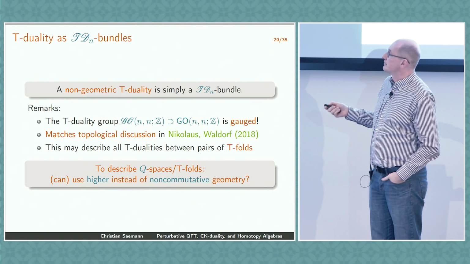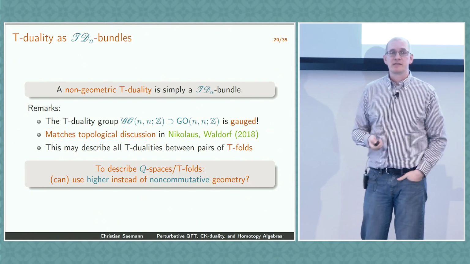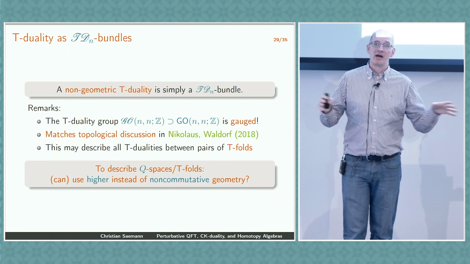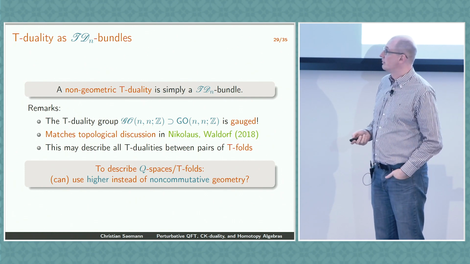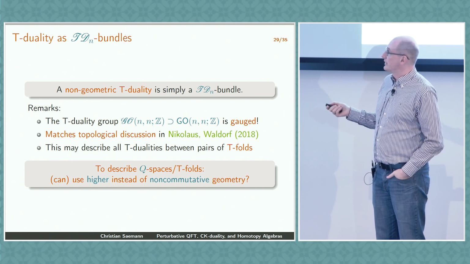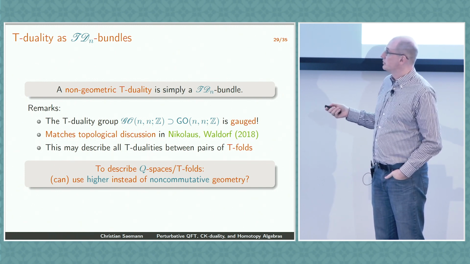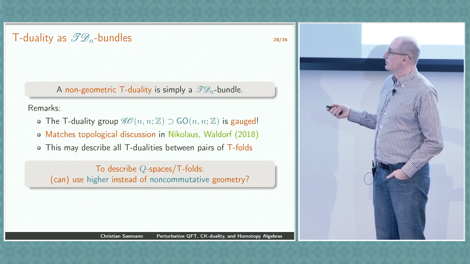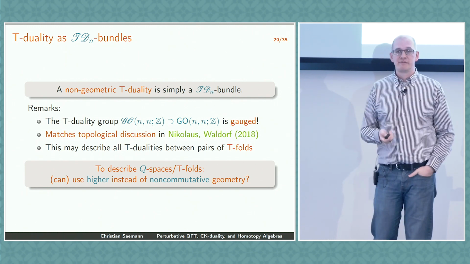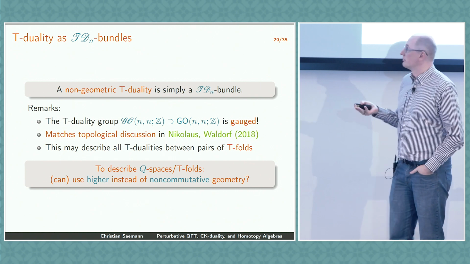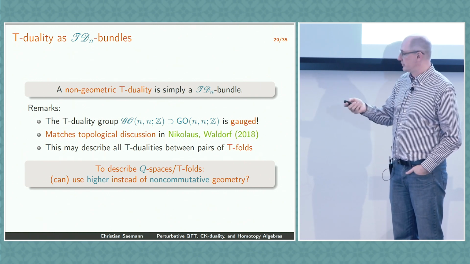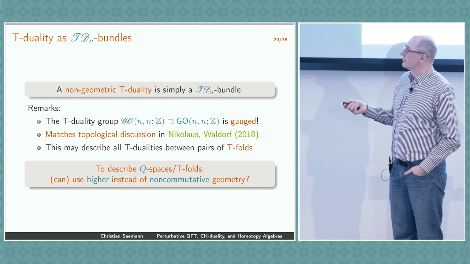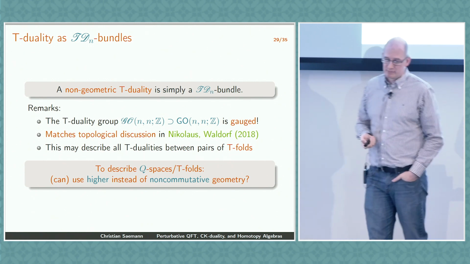So this may, as I said, and more checks are needed, describe all T-dualities between arbitrary pairs of T-folds at the topological level. So arbitrary topologies and everything is defined to glue together nicely globally. And that leads to an interesting question, namely to describe Q-spaces, T-folds. Instead of using non-commutative geometry, right, there's this picture of describing T-folds as fibrations of non-commutative tori over a circle. You can just use higher geometry, right? And this might be more comfortable. Who knows?